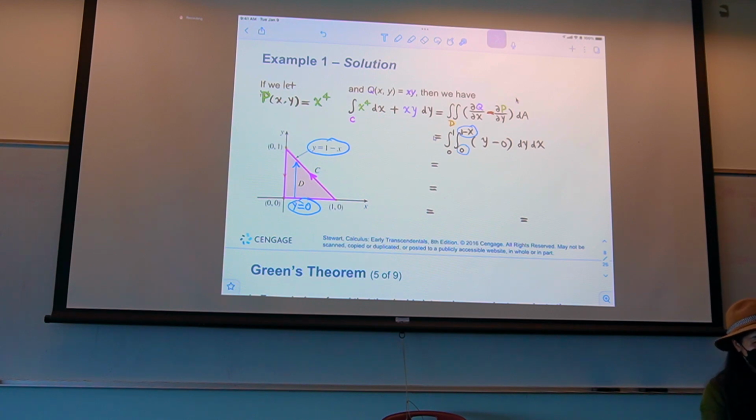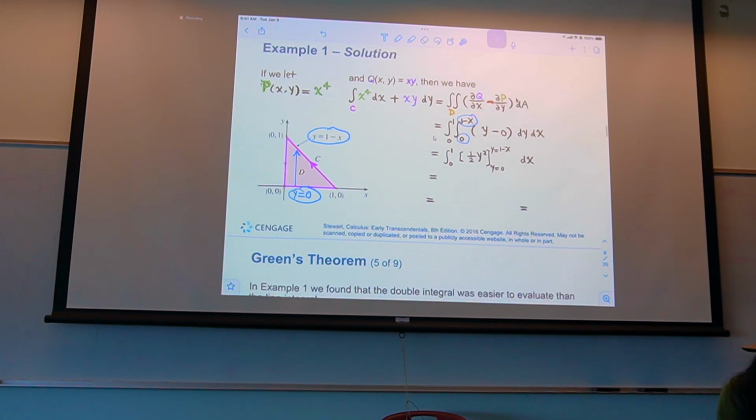All right, now let's simplify this and continue. What do we get here when you integrate y with respect to y? We got y squared over 2, right? So you substitute y from 0 to 1 minus x, and you do the calculation. The result here turned out to be 1/6. So this line integral turned out to be 1/6.